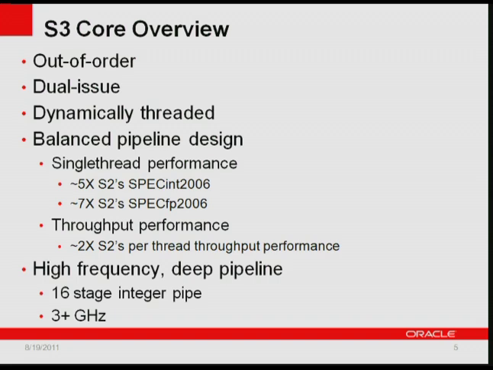S3 has a balanced pipeline design. In terms of single thread performance, S3 has approximately 5 times S2's SPECint 2006 performance and approximately 7 times S2's SPECfp 2006 performance. In terms of throughput performance, we have approximately 2x S2's per strand performance. S3 is a high-frequency deep pipeline design. It has a 16-stage integer pipe, and it currently runs at 3 gigahertz.